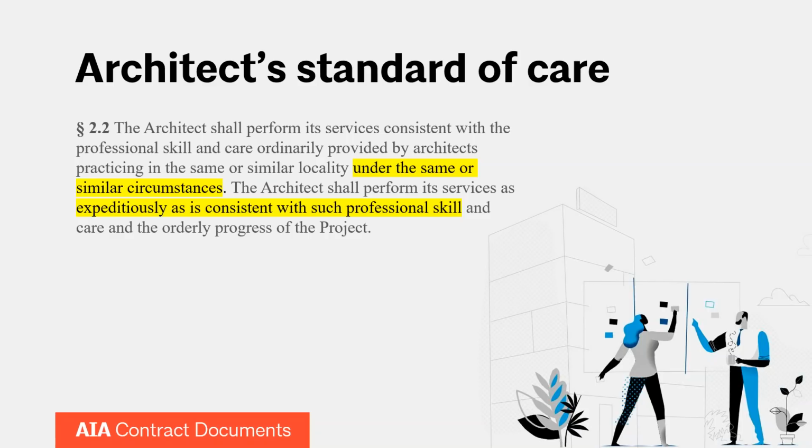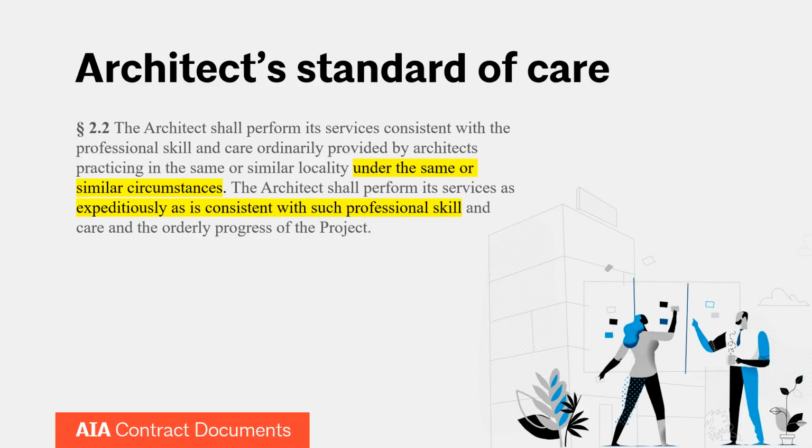The architect's standard of care states that the architect shall perform its services consistent with the professional skill and care ordinarily provided by architects practicing in the same or similar locality under the same or similar circumstances. And the architect shall perform its services as expeditiously as is consistent with such professional skill and care and the orderly progress of the project. So the standard of care is really the legal standard by which an architect will be judged when evaluating whether or not the architect provided their services adequately.